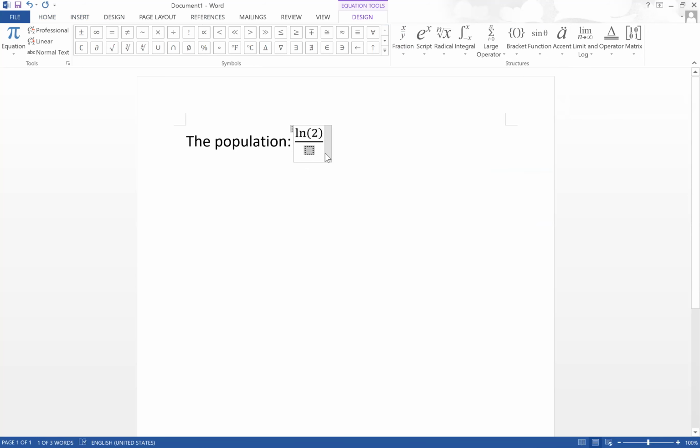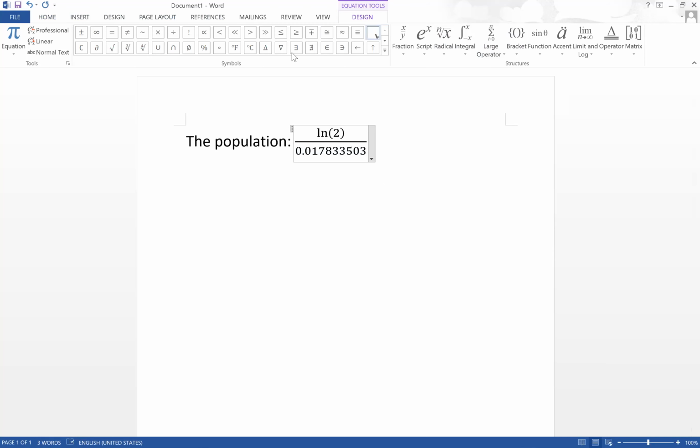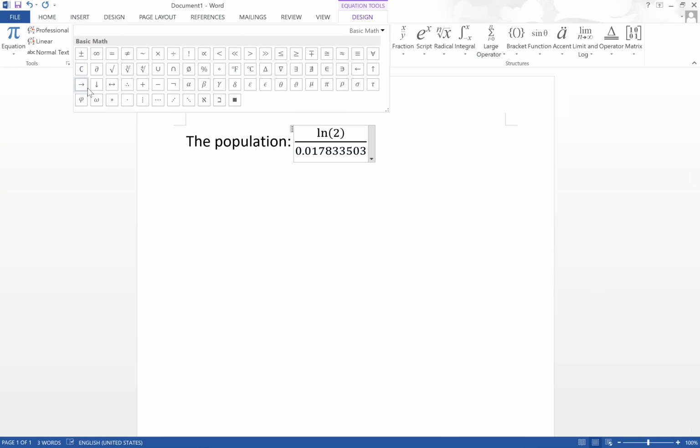because you see ln of 2 and then you can put in the number, 1783335. No, 833, yeah, 833503. Okay, so you can type something like that and then get the approximate answer from there. So equation tools. Here there's an approximation sign. All of these symbols you can find on the sidebar here. And so this is another option.